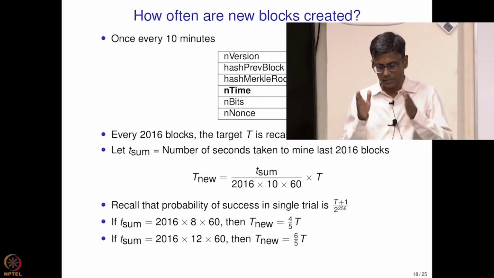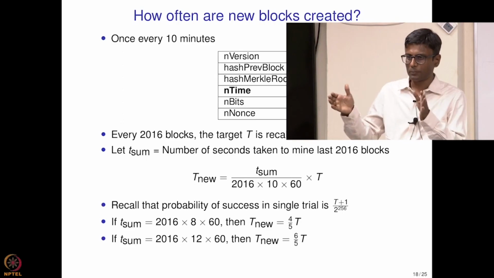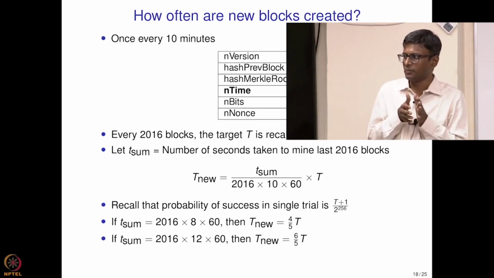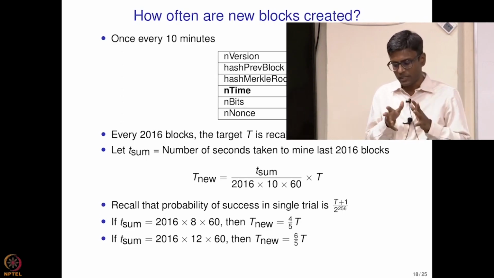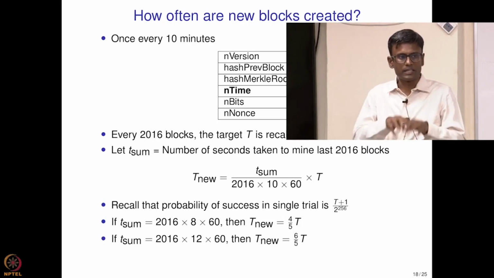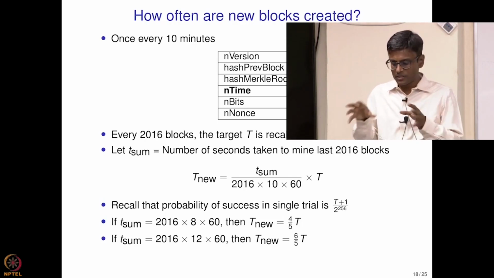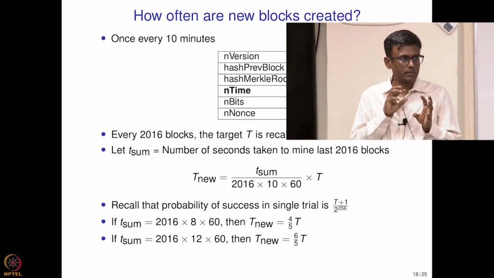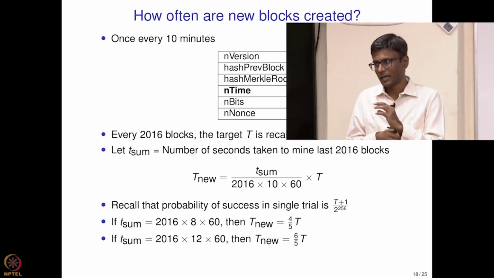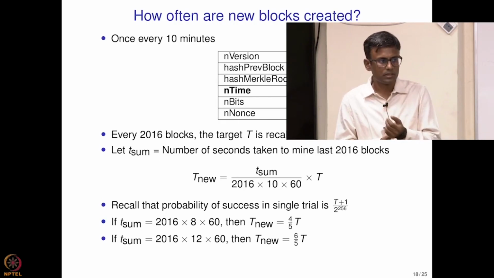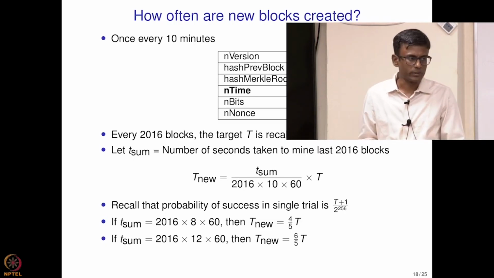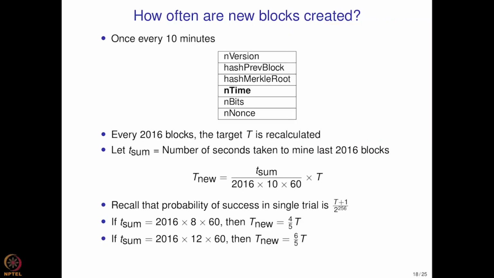So when the interblock time is 12 minutes, you want to make the problem easier so that it comes back to 10 minutes. And when the interblock time is 8 minutes, you want to make the problem harder so it increases to 10 minutes. So this is the way the Bitcoin network retargets the difficulty. And it happens every 2016 blocks, which is about 2 weeks. So any questions about this?